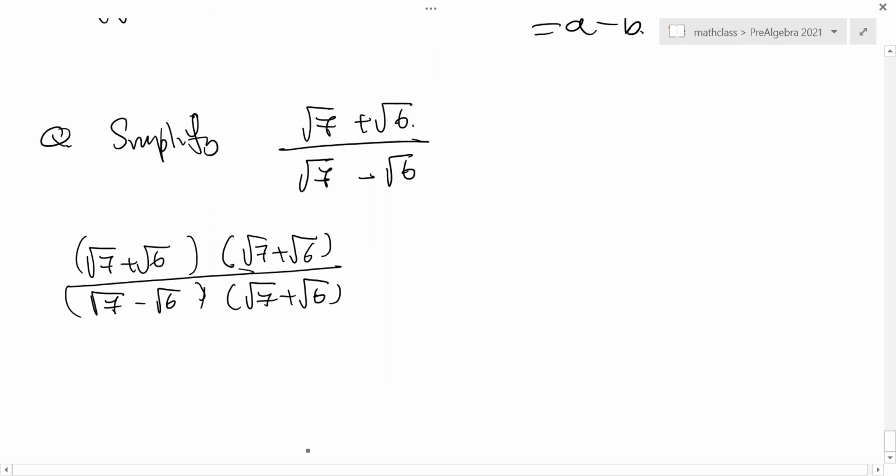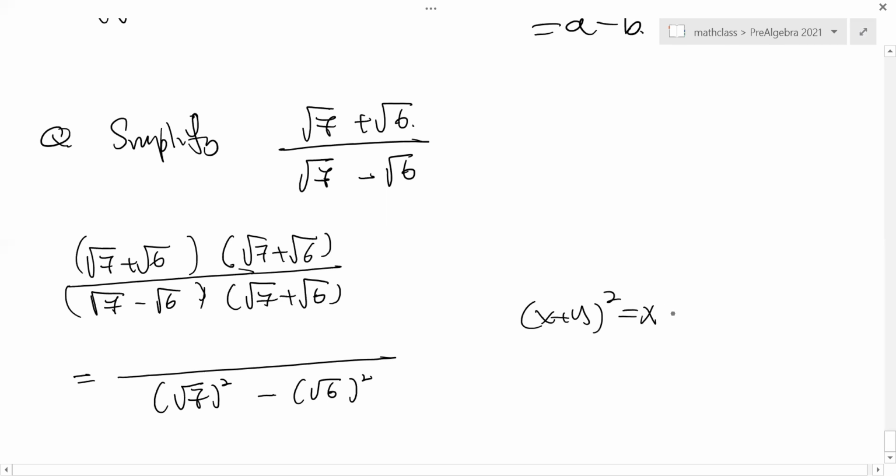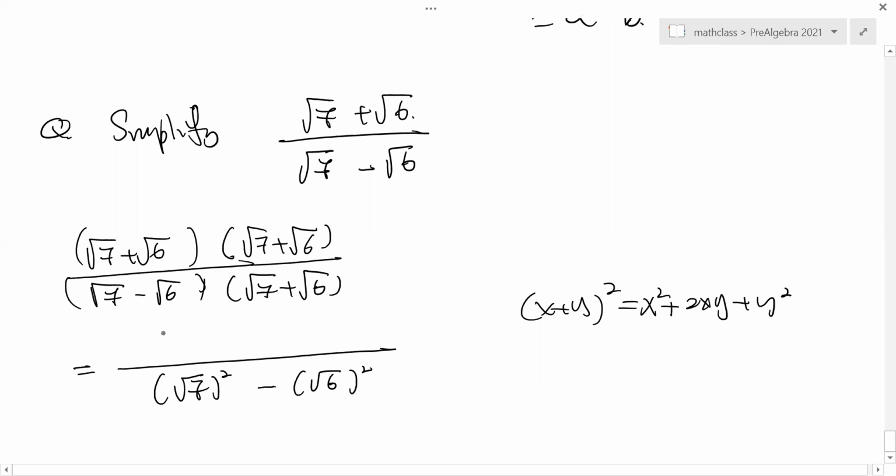So what should I get? I get the denominator, square root of 7 squared minus square root of 6 squared, right? But for the numerator, I need another formula, because (x plus y) squared equals x squared plus 2xy plus y squared. I hope you can derive this formula by yourself. I'm not going to do it. So you will get square root of 7 squared plus twice square root of 7 times square root of 6 plus square root of 6 squared.